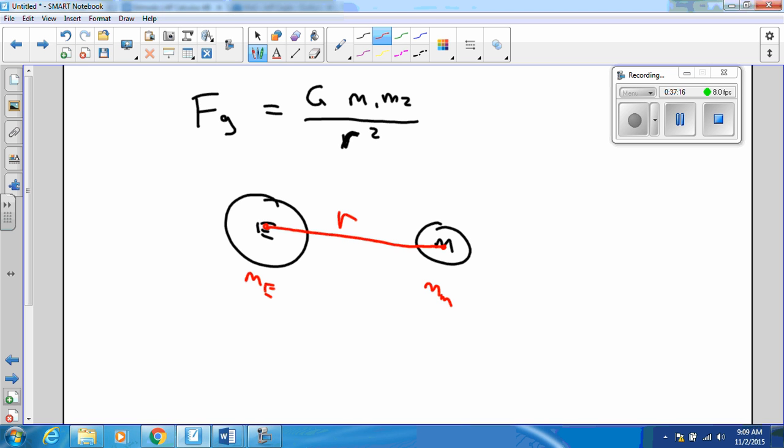Now, interestingly, G is a constant, and it's called the universal gravitational constant. And its value is constant, not just near the Earth, but also in the solar system. And now we know for all stars ever.